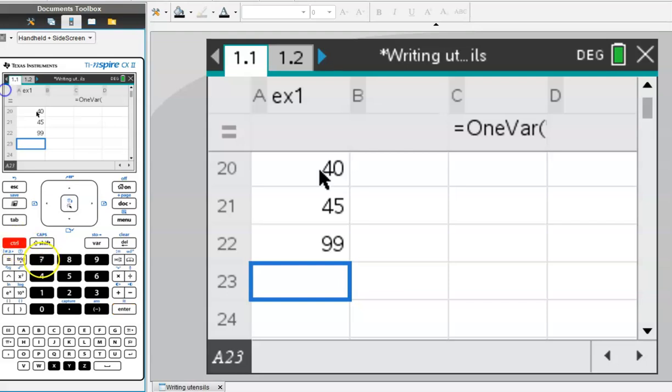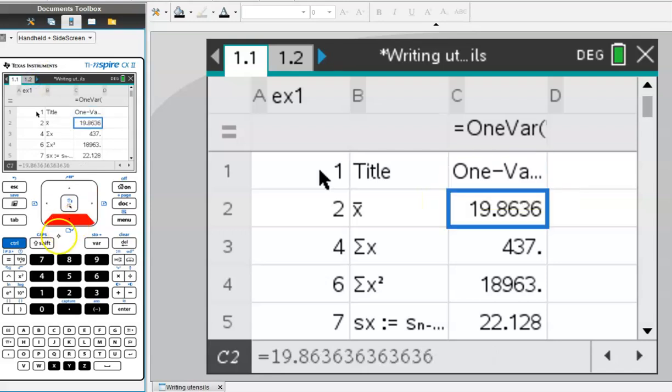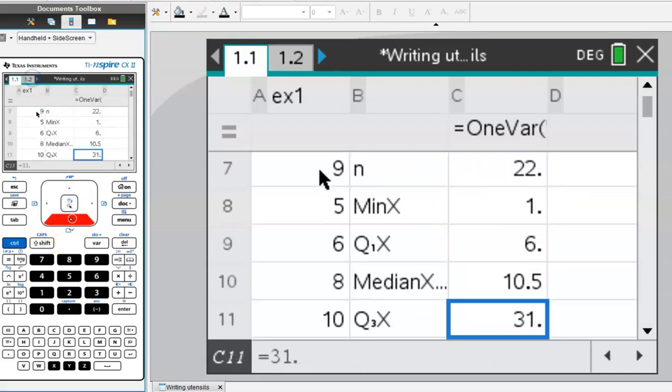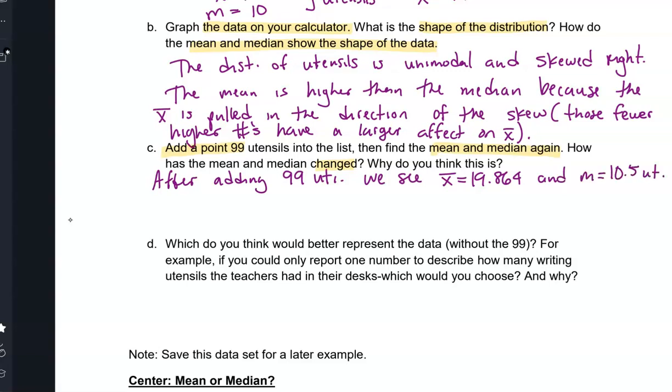So if you press Control 7, it takes you right back to the top of the list. Then we can see our new mean, 19.863. And if we scroll down, we see our new median, 10.5. Okay, so after adding 99 utensils, I'm just going to abbreviate that, we see X bar is 19.864 and median is 10.5. Again, I've got to put my units here.